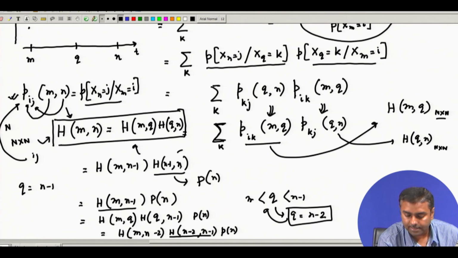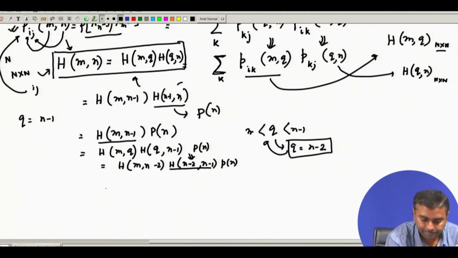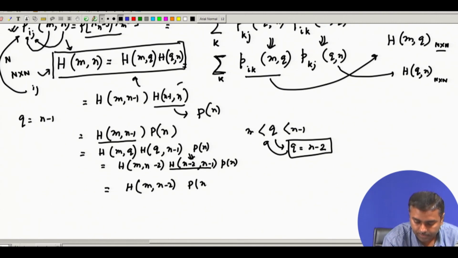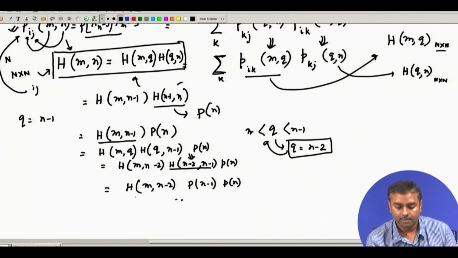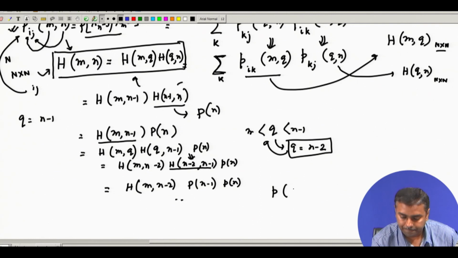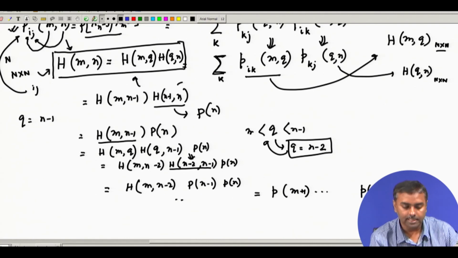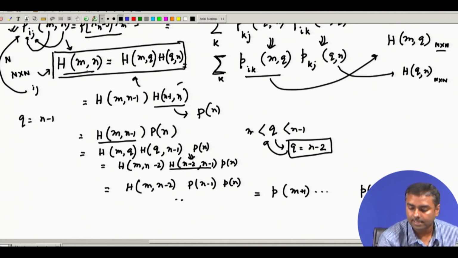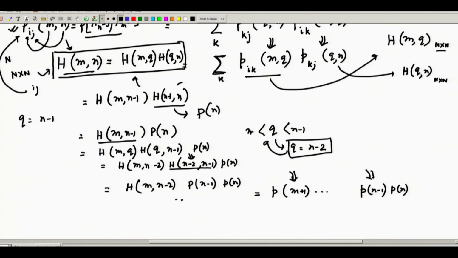So, this is again a one step transition from n minus 2 to n minus 1, that I can write according to my definition as P n minus 1. So, this will eventually become h m n minus 2 P n minus 1 P n. I can continue this. So, this will just happen to be P m plus 1 and so on, all the way to P n minus 1 P n. So, basically that entire multi-stage matrix transition will just become the multiplication of each single stage transition.